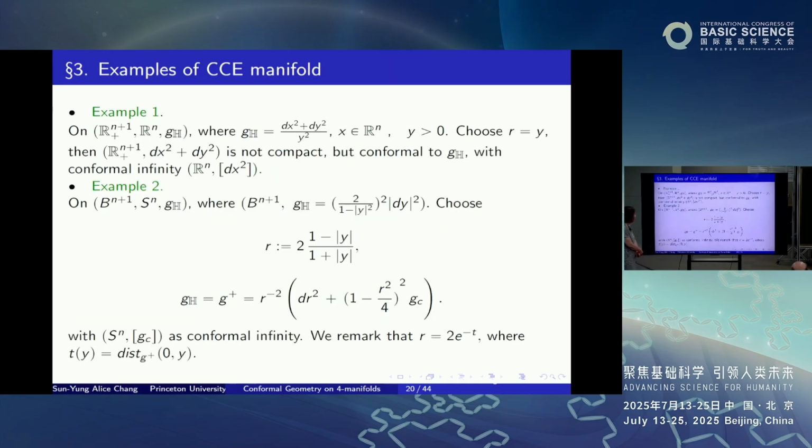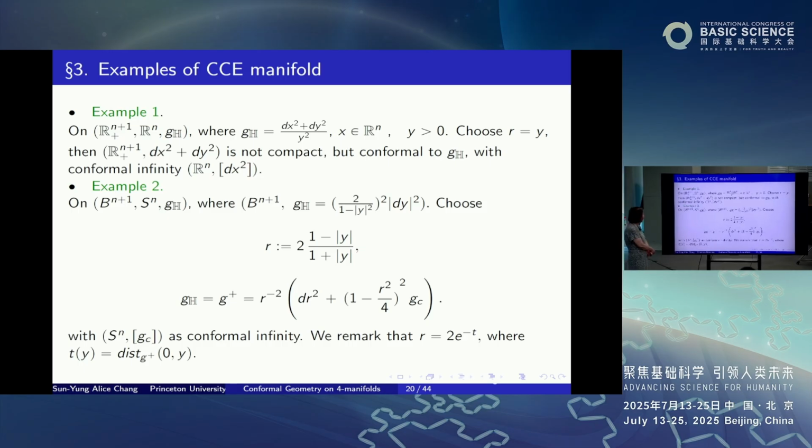So let's talk about some examples. The obvious example is the upper half space with R^n as conformal infinity. In the upper half space, we take the hyperbolic metric, and then the geodesic defining function is y. In this case, y squared g_+ is the flat metric. It's no longer compact, but frequently this will be the limit of our blow-up sequence of compactified metrics. So this is the model we should keep in mind.